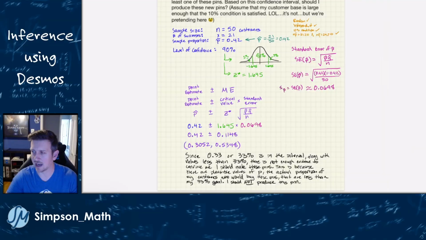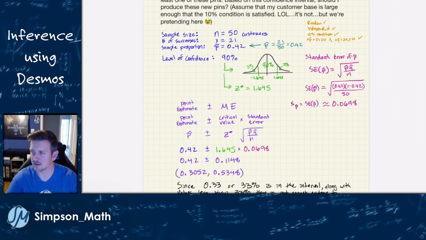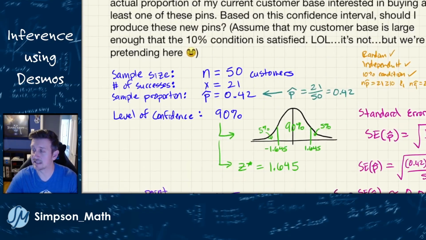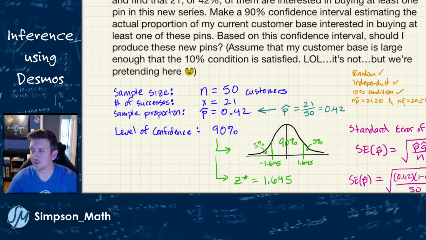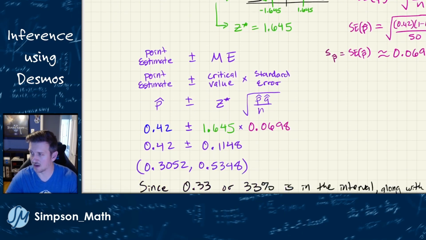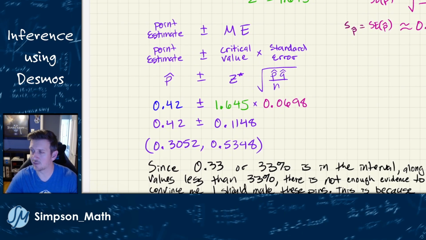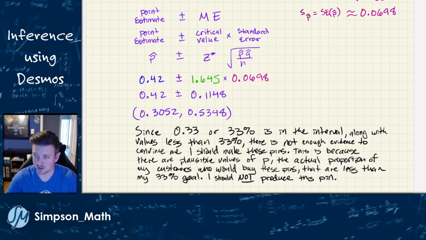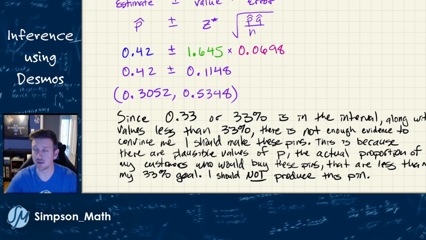I'm not going to show you how or explain all these details, because I did that in the previous video. I'm going to show you how we can use Desmos to get to our confidence interval of 30.52% to 53.48%. And notice that in this conclusion, we show that 33% is actually in this interval. So it is plausible that I could have had a value under the 33%, which wouldn't meet that threshold. So then I shouldn't really make the new pins if I'm strictly following that guideline.